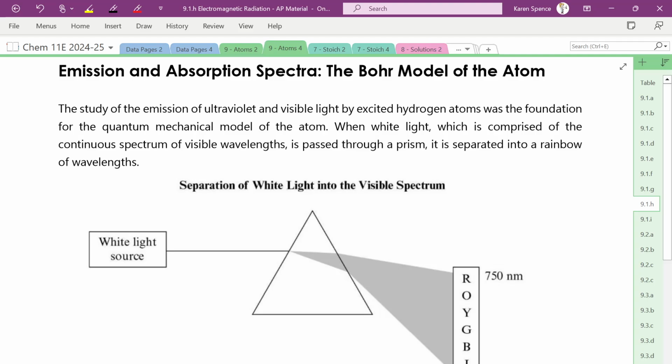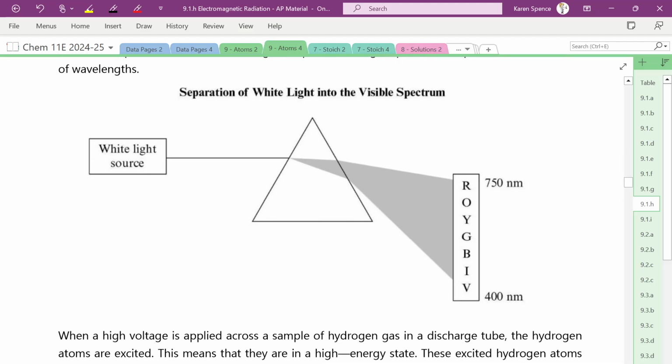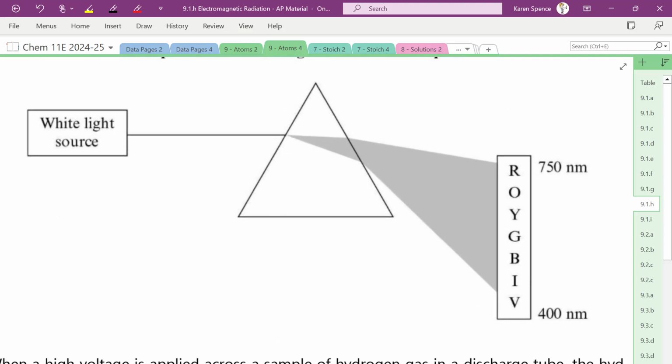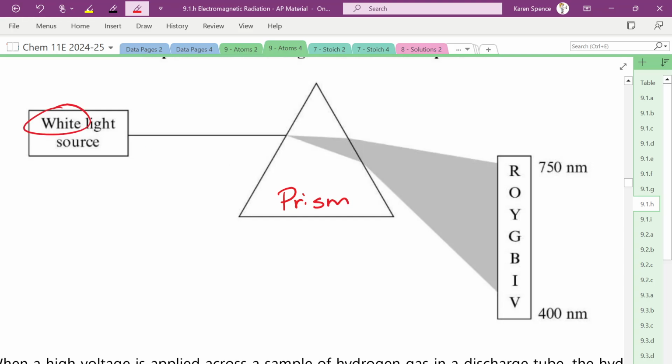This is the emission and absorption spectrum, which we spent a fair bit of time on yesterday, so we're not going to spend a lot of time on it. If you take white light and you throw it through a prism, what do you get? You get a rainbow.